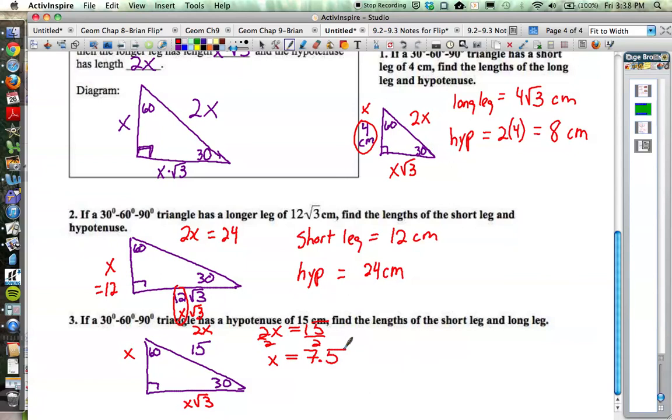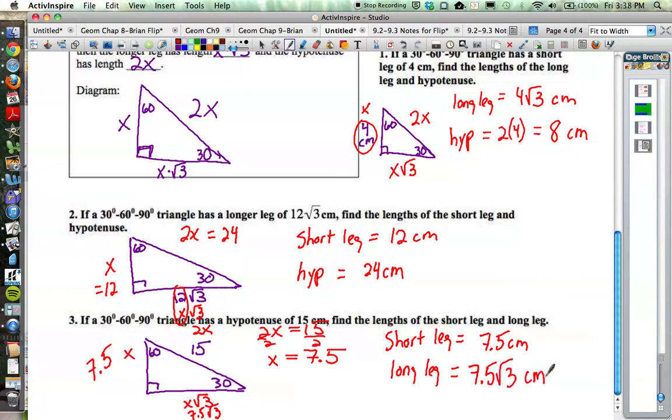Half of the hypotenuse. Okay, so short leg is 7.5 centimeters. And the longer leg is x times the square root of 3. So long leg, if it's x times the square root of 3, and we just found out that x is 7.5, then this must be 7.5 times the square root of 3. So longer leg is 7.5 times the square root of 3 centimeters.